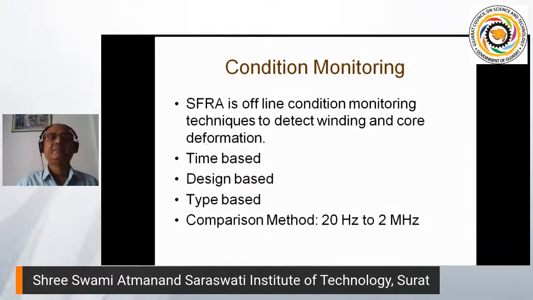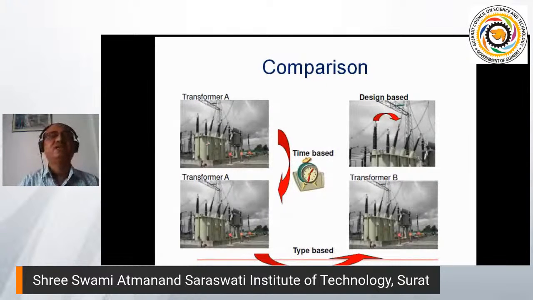SFRA is an offline condition monitoring technique to detect the winding and core deformations. Now, how is it done? It can be time based, for the same transformer at different times; design based, for transformers of different design; or type based, for different types. Normally sweeping is done from 20 hertz to 2 megahertz. So this is the comparison test.